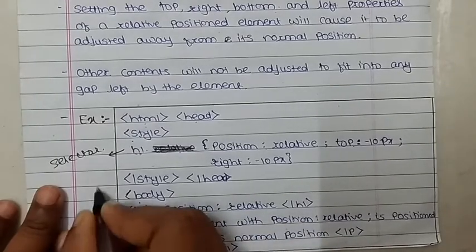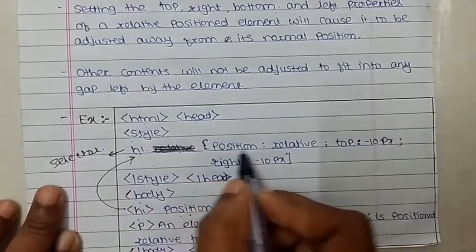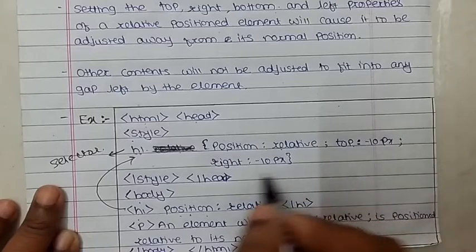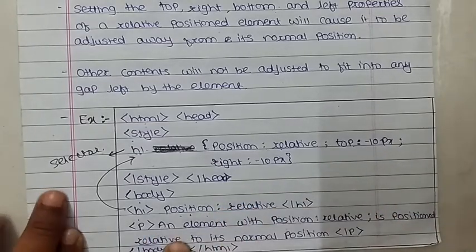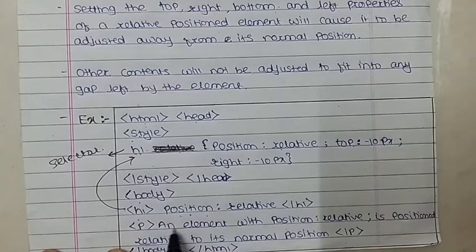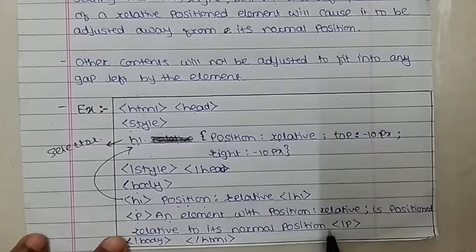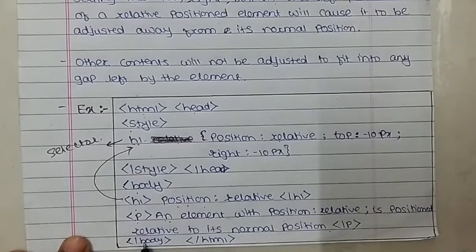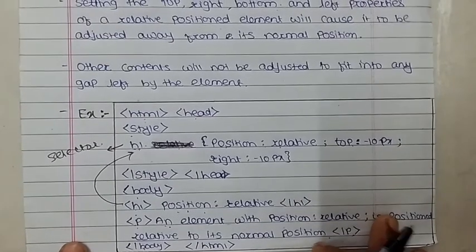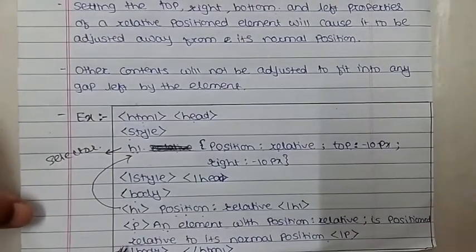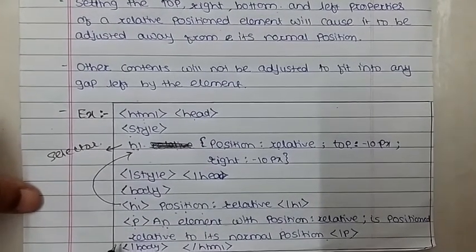When this line executes, the position is relative, with top minus 10 pixels and right minus 10 pixels. Next, in a P element, we print a message related to relative positioning: an element with position relative is positioned relative to its normal position. Then close the P tag, then close the body tag and the HTML tag. We will just execute this program and see the output.